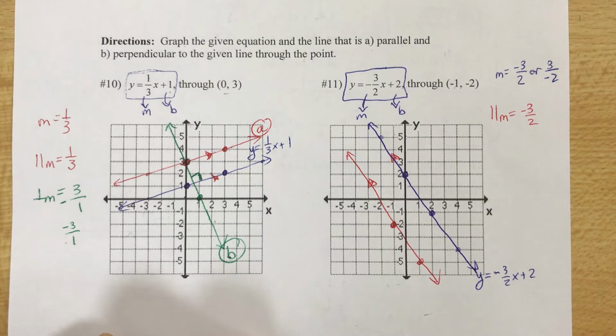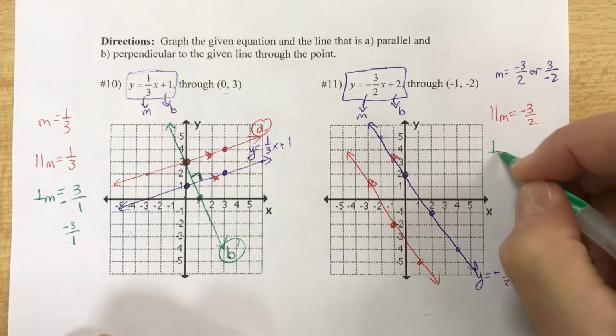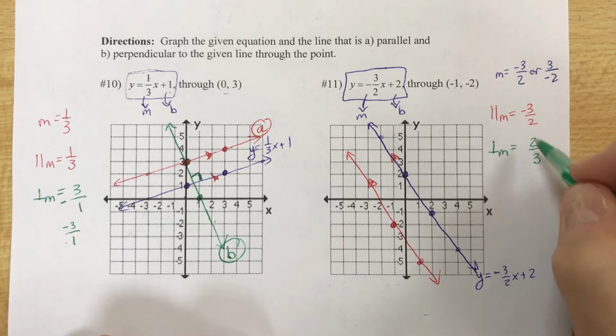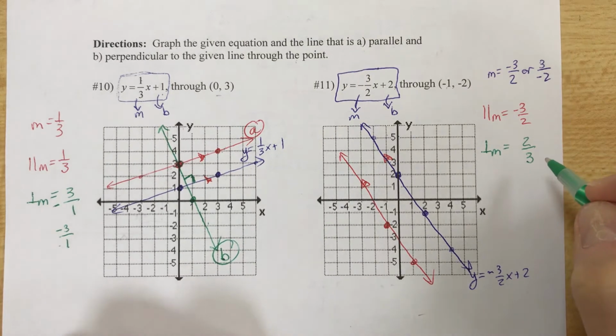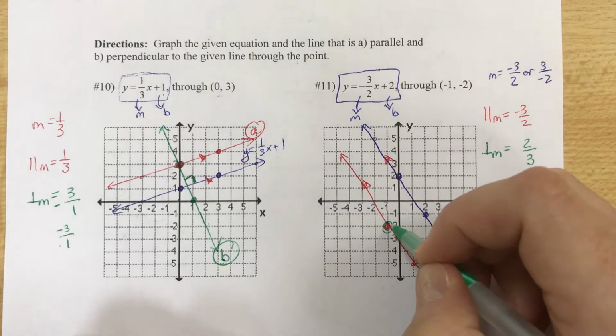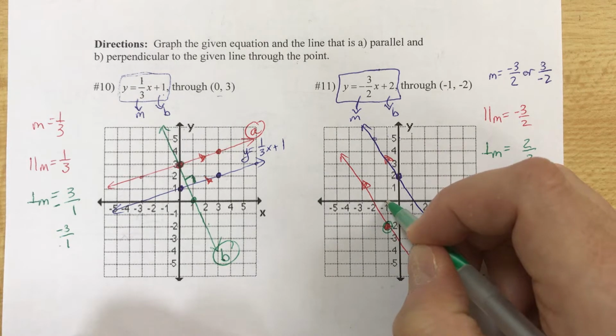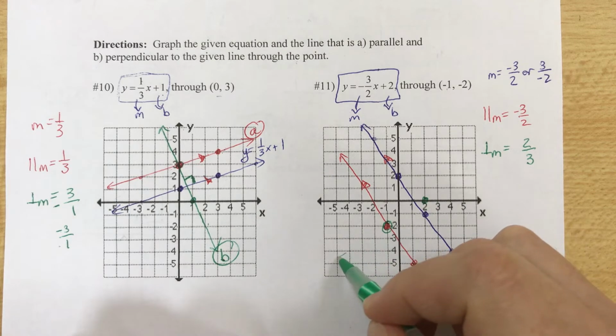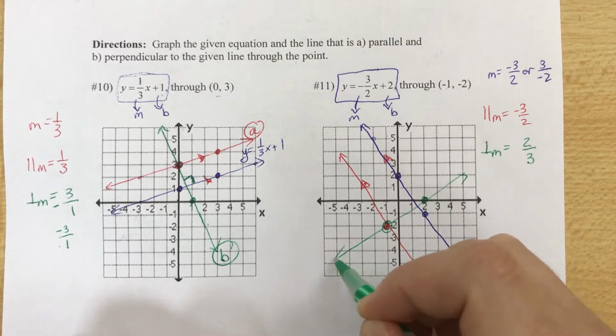Now for perpendicular, we know the perpendicular slope is the opposite reciprocal, so that's 2/3, and the negative will become a positive slope. So 2/3. Again, from this point, now we're going to rise 2, run 3. Now I have 2 points. I can draw my line.